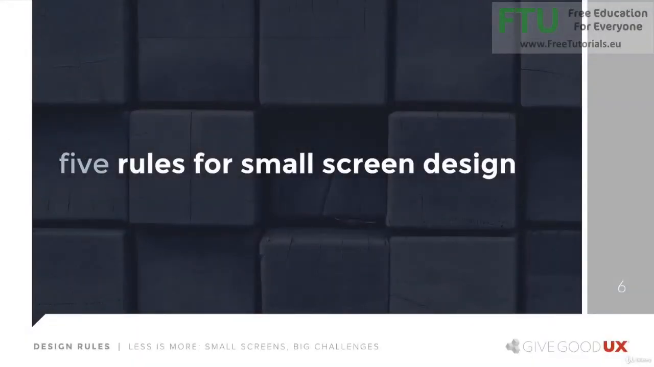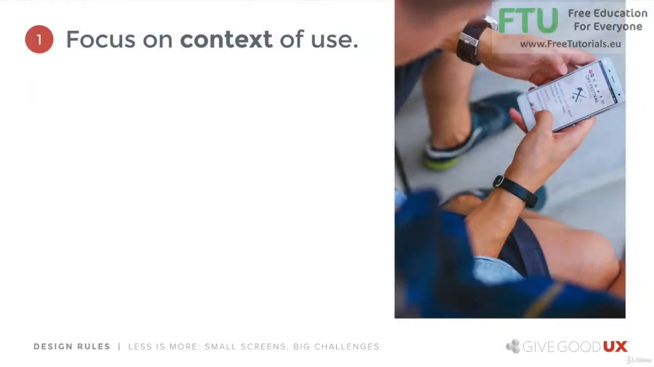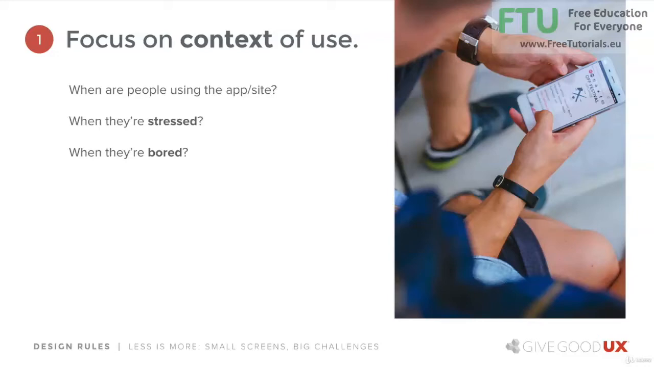So here are 5 rules for you to follow for small screen design. Number 1, focus on context of use. There's that phrase again. When are people using this app or this site? When they're stressed, when they're bored, when they're busy, when they're lost.